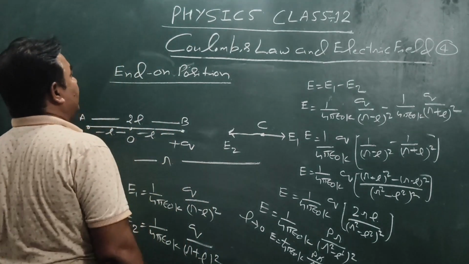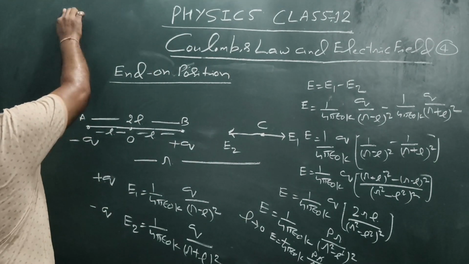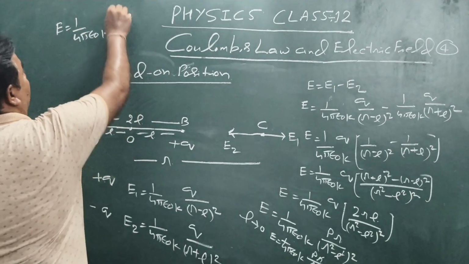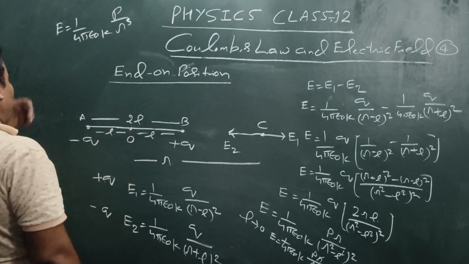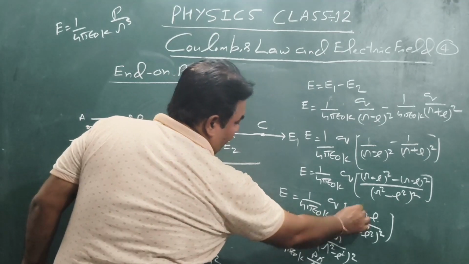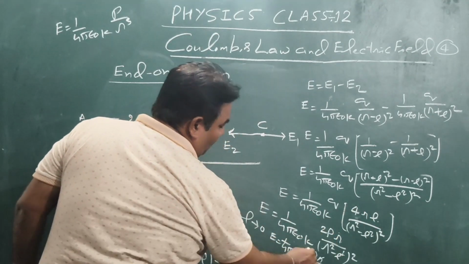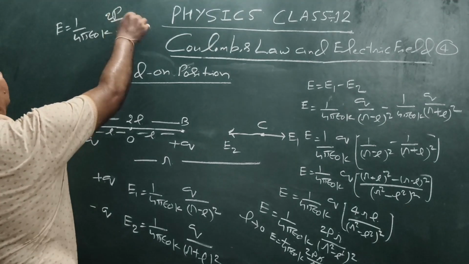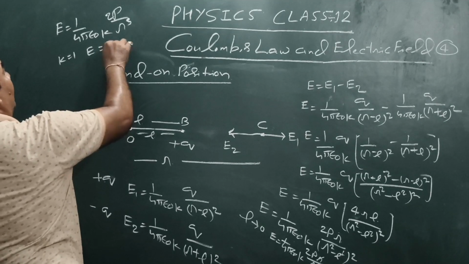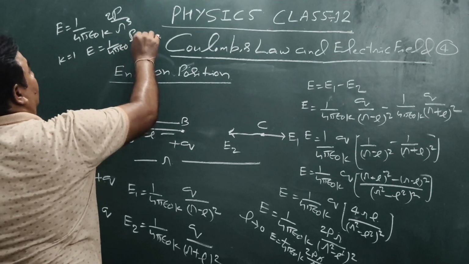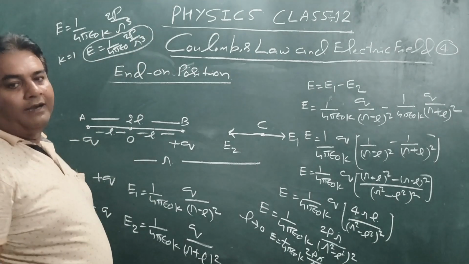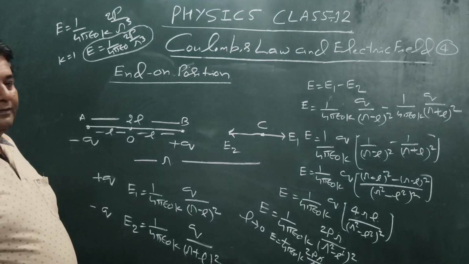So the final intensity is E equal to 1 upon 4 pi epsilon naught K, 2P upon R cube. And for air or vacuum, the value of K is 1. So E is equal to 1 upon 4 pi epsilon naught, 2P upon R cube. That is the final answer. This is the intensity of electric field at any point due to an electric dipole in end-on position.